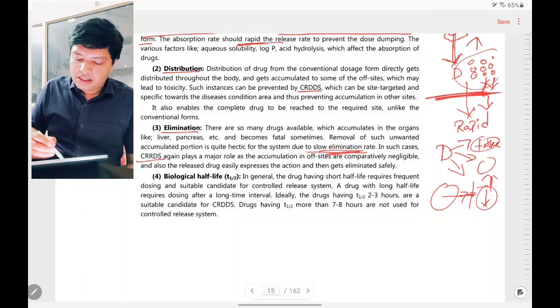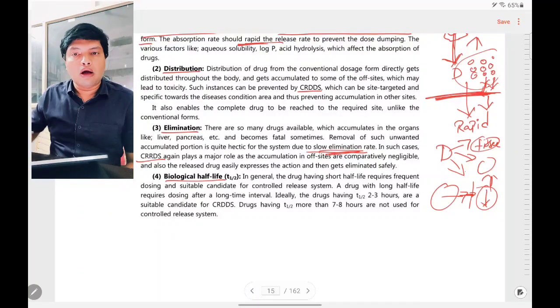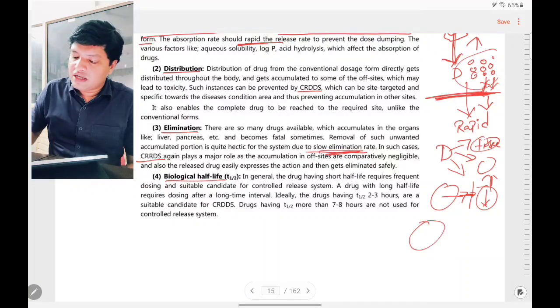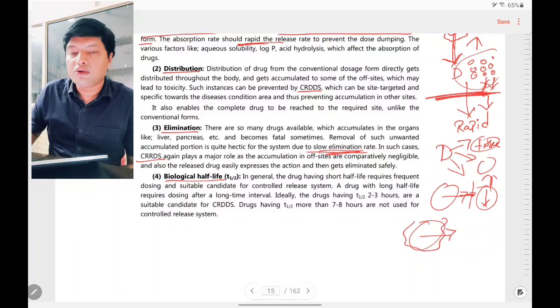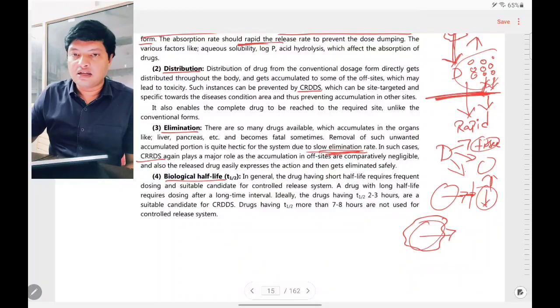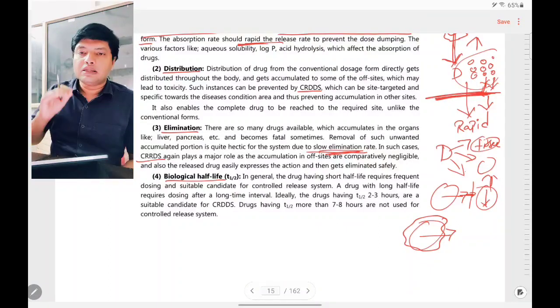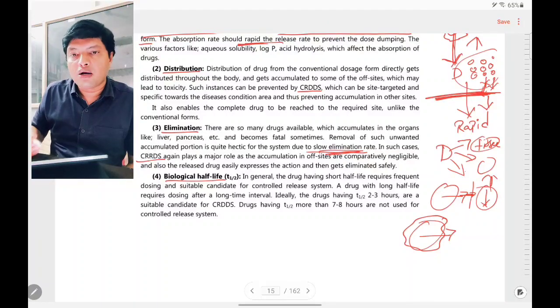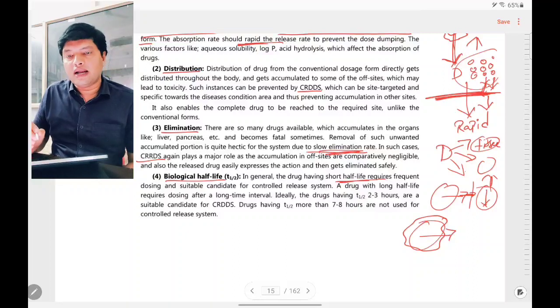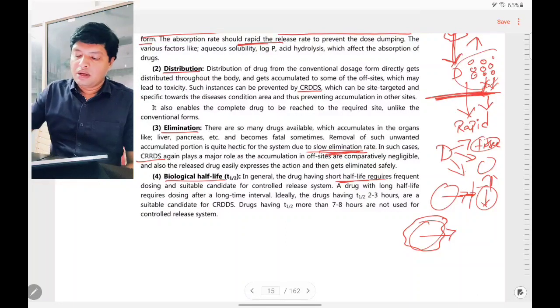Then biological half-life. I don't want the drug to have a long biological half-life. I don't want it to stay in the body for more time, because the only thing I am controlling is the release of the drug from the dosage form. That is controlled release. If the drug stays in the biological system for more time, that is, the half-life is more, then there is a chance of accumulation of the drug. So drugs with short half-life are good candidates for designing a controlled drug delivery system.